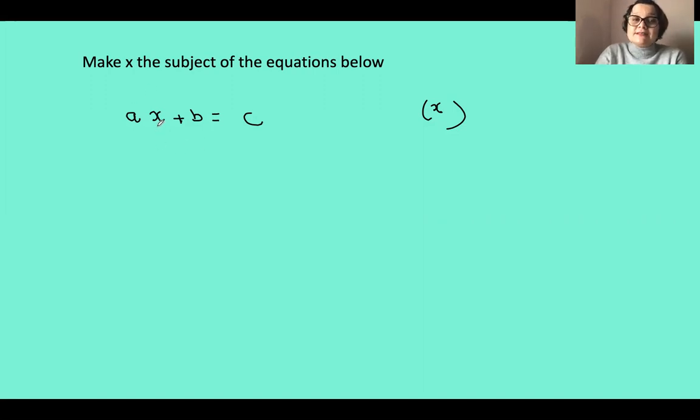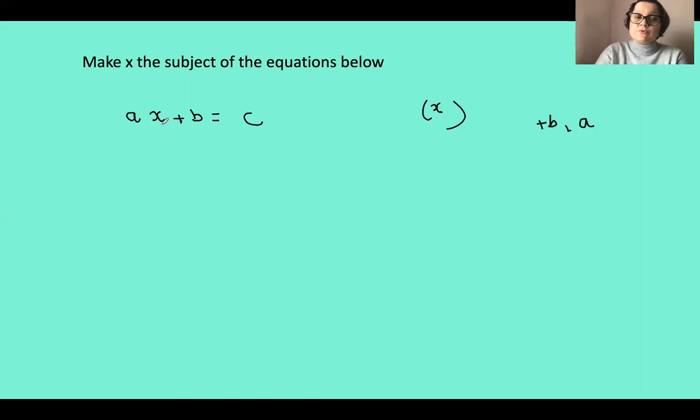Now, to make x the subject, this means to leave x by itself on one side of the equation. Now, in this case, x is on the left-hand side. So this is where we are going to leave the x, on the left-hand side. So to leave this x by itself, we have to get rid of the plus b and the a. So I'm going to write it here, plus b actually, and a. We have to get rid of both of them.